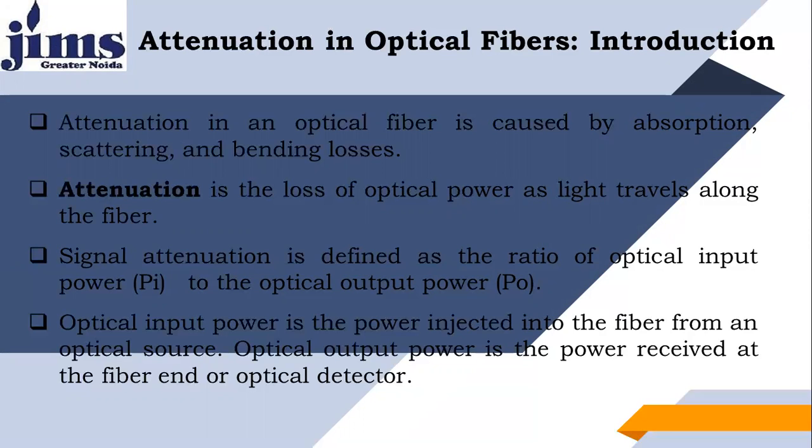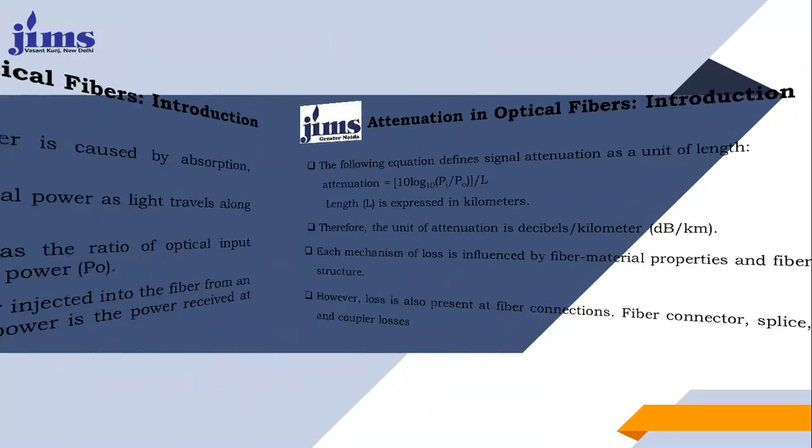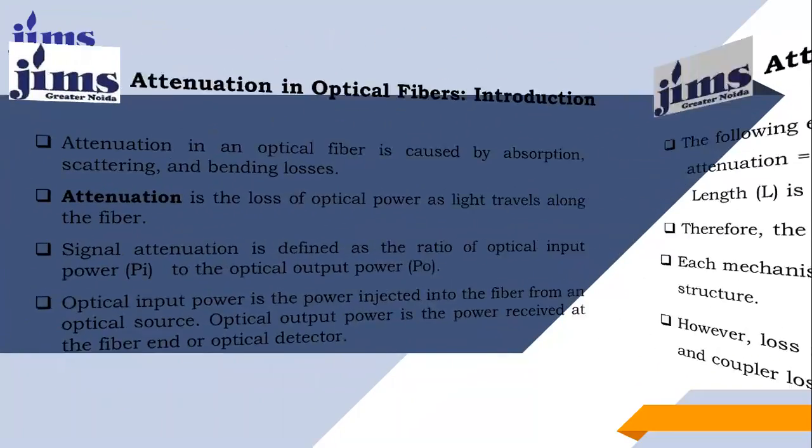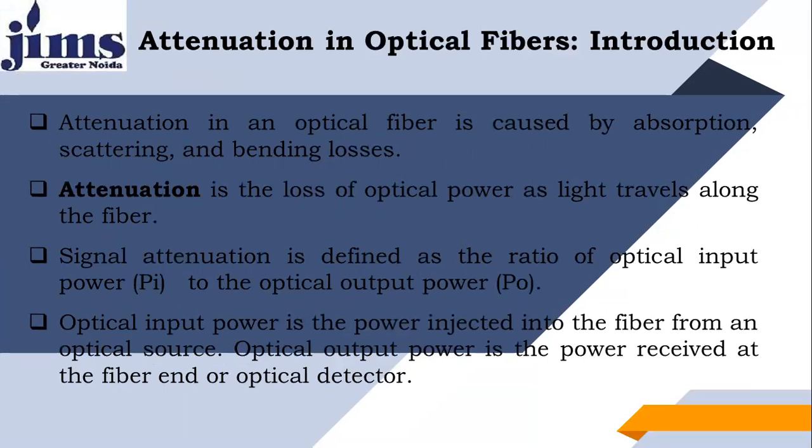So basically, three phenomena we face in optical fiber as far as attenuation is concerned. Absorption: some light is absorbed by the fiber material. Scattering: light is scattered, and when light is scattered, some part of the light comes into the cladding region, and this is a loss. And when the fiber is bent, then bending loss comes into the picture.